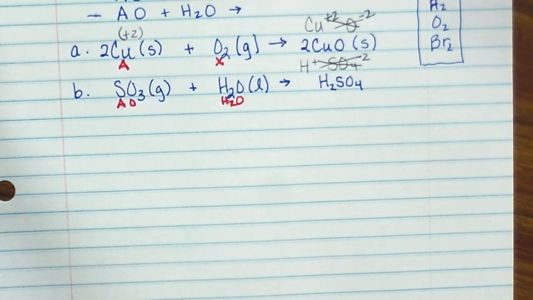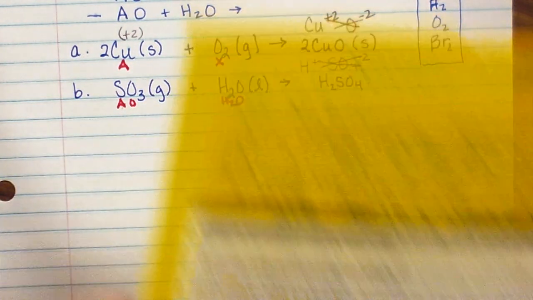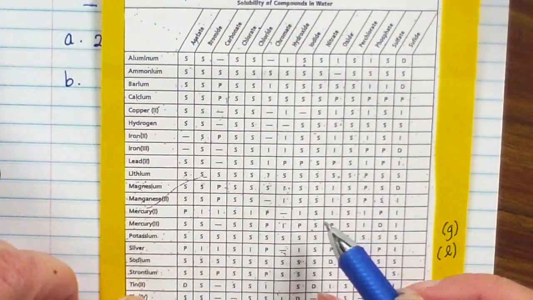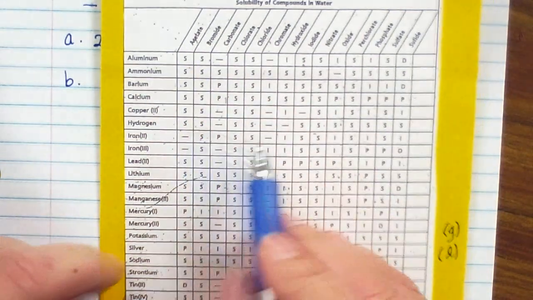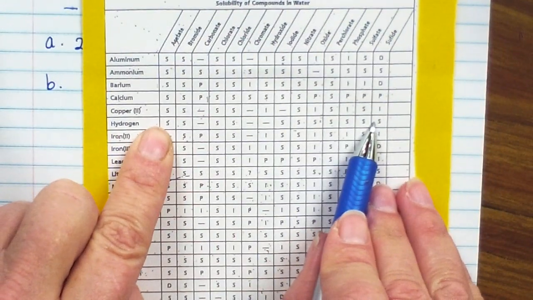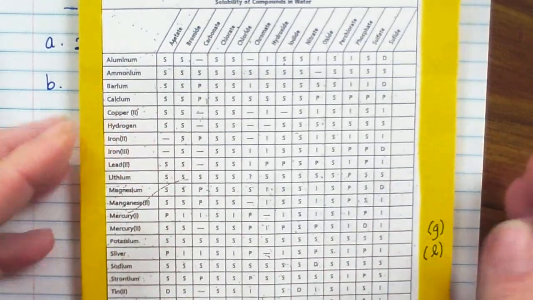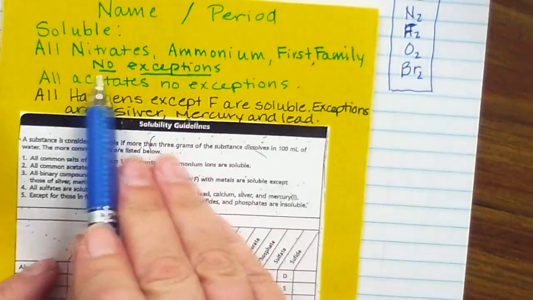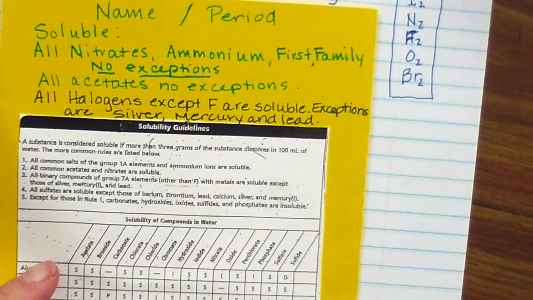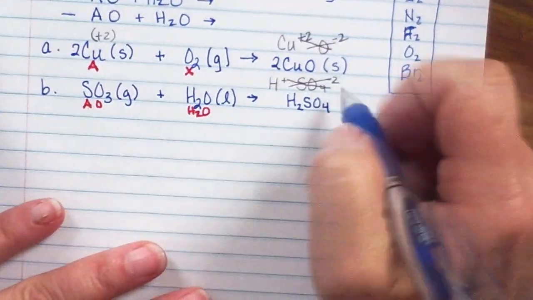Now, what's the state of matter for that? Well, I go here and I look at hydrogen, which, by the way, is a family 1, right? And it's not even, oh, here it is. Yep, family 1. And oh, look, it's soluble all the way across. Why? It's family 1. All first families are soluble. No exception. Aqueous.